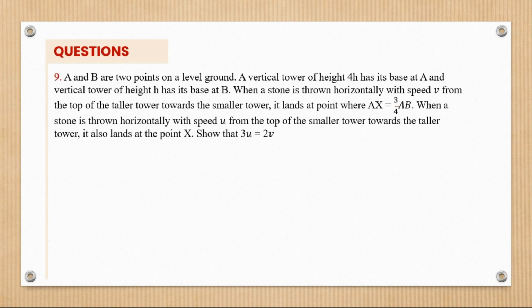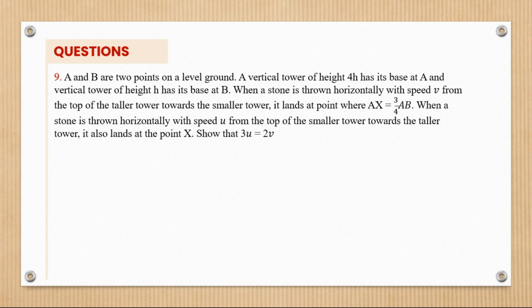Alright, so moving on to question number 9, we're being told that A and B are 2 points on a level ground. A vertical tower of height 4h has its base at A, and a vertical tower of height h has its base at B. So when a stone is thrown horizontally with a speed v from the top of the taller tower towards the smaller tower, it lands at a point X where AX is equal to 3/4 AB, 3/4 of AB.